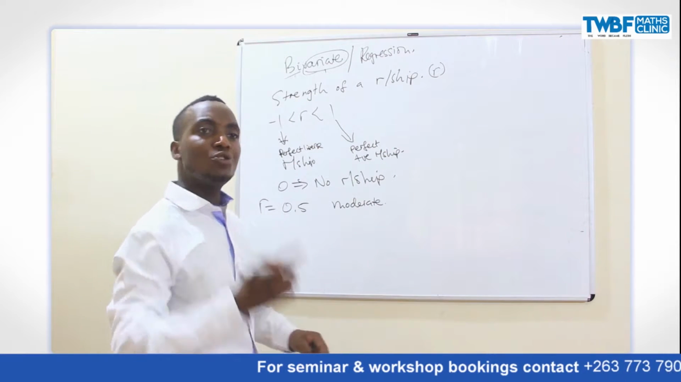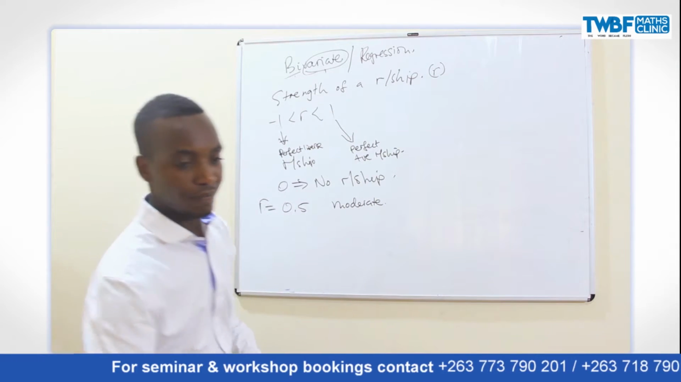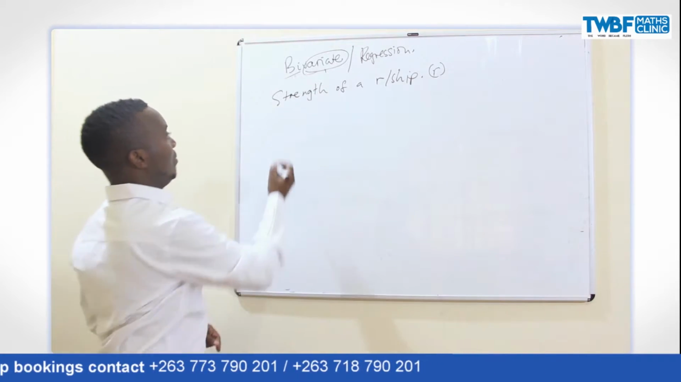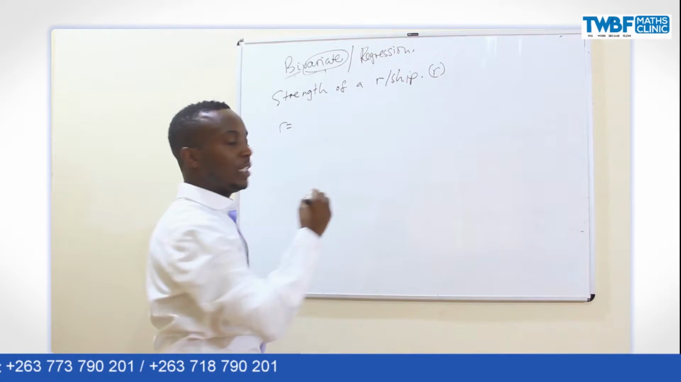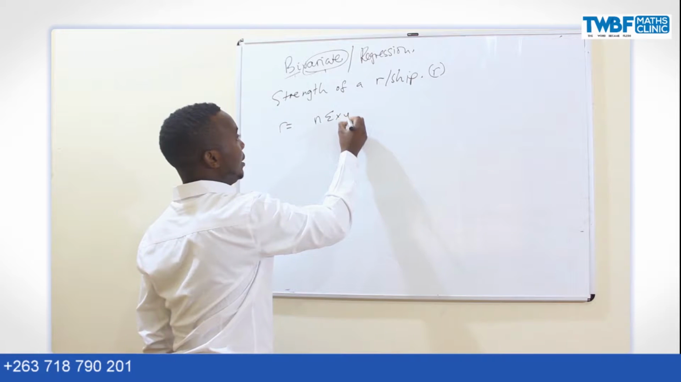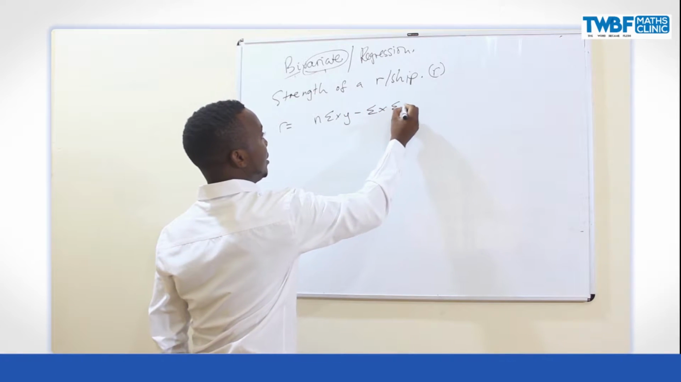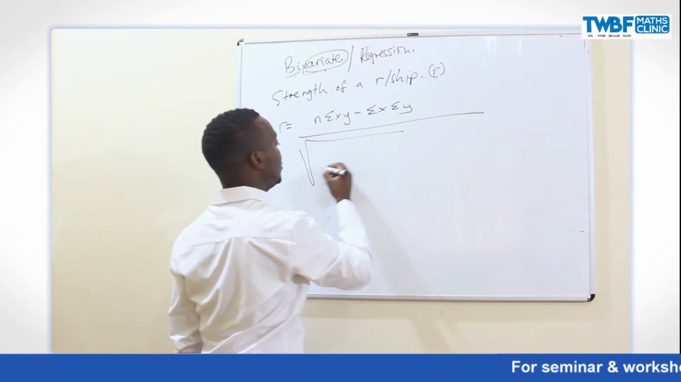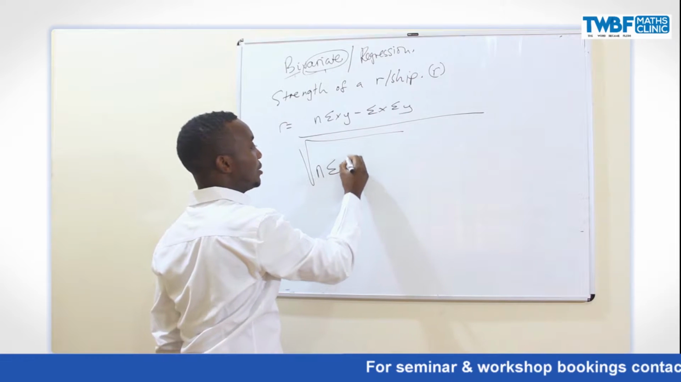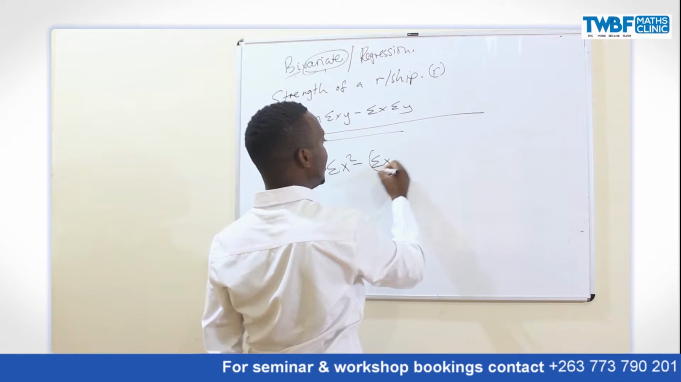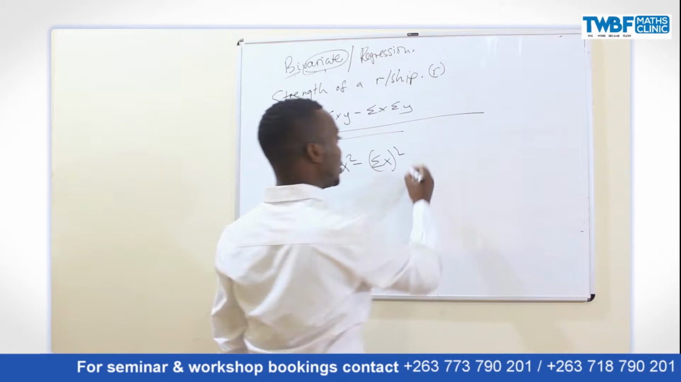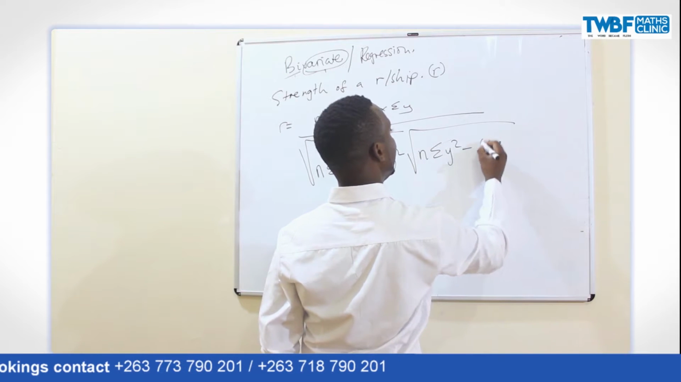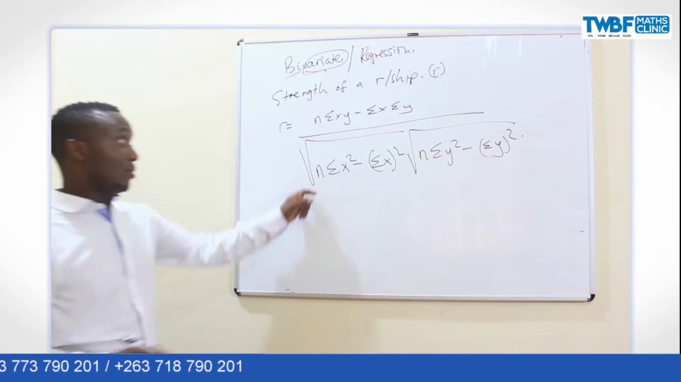So R now, how do we calculate R? Alright. R equals to n summation of xy minus summation of x summation of y, all over square root of n summation of x squared minus summation of x all squared, square root of n summation of y squared minus summation of y all squared, all this way. That's your value for r.